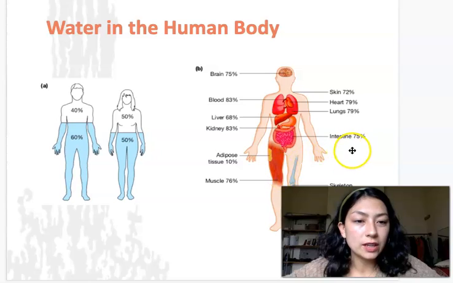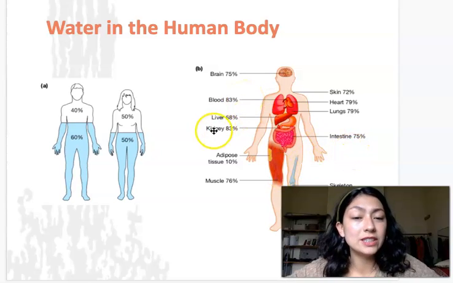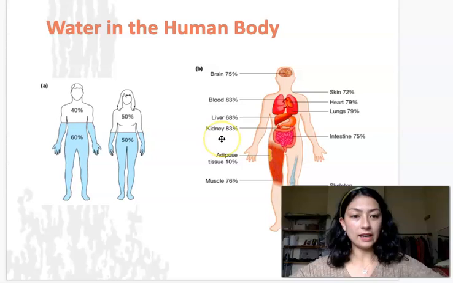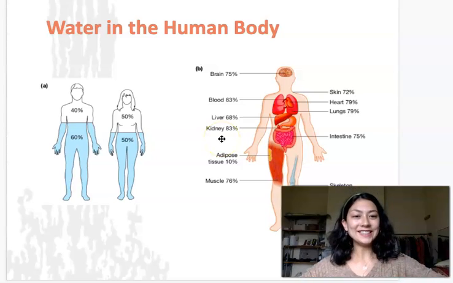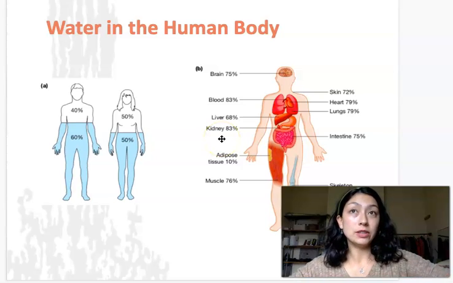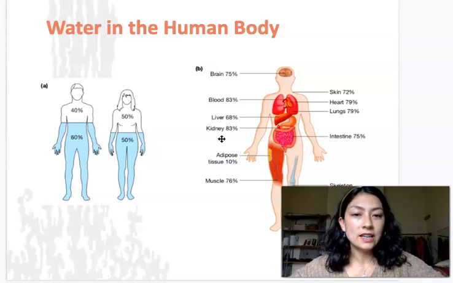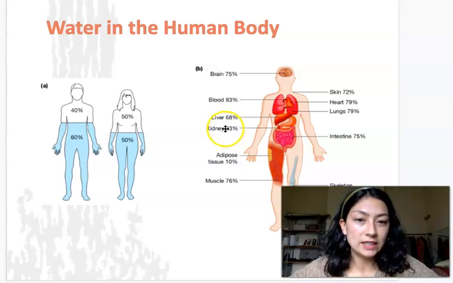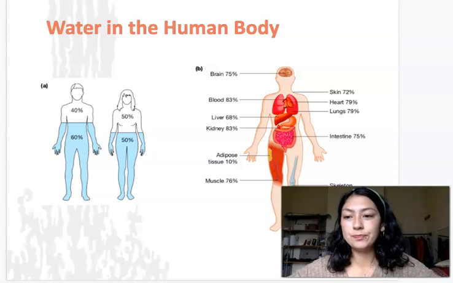Many of our tissues are mostly water, as we are mostly water. As you can see here, the kidneys, being a water processing, like a urine processing organ, are very high in water. Something like fat, not very high at all.